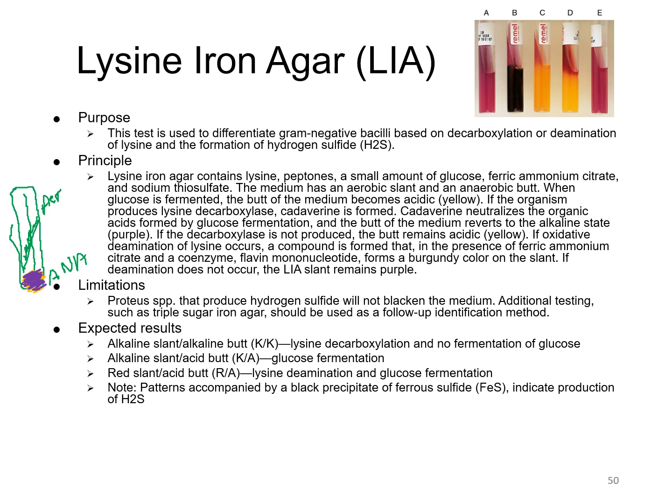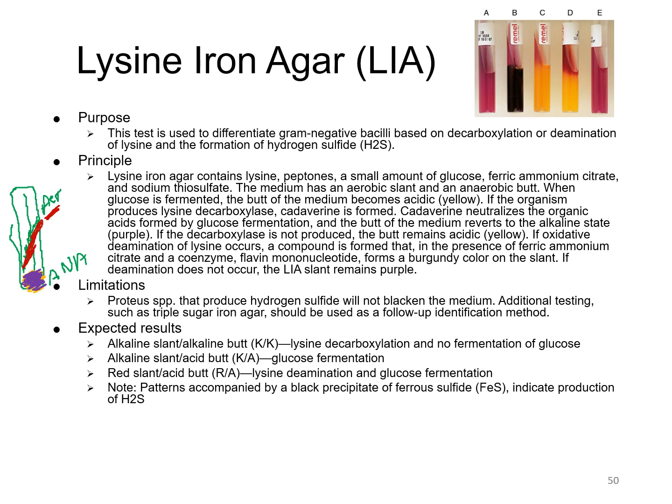If the oxidative deamination of lysine occurs, then a compound is formed that will, in the presence of that ferric ammonium and a coenzyme, produce a burgundy color in that slant, so the slant will actually change color. That's because you have the aerobic environment up top to allow it to do that. If the deamination does not happen, then the slant will stay purple.